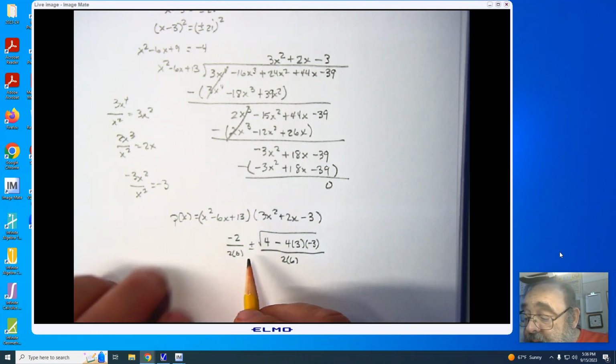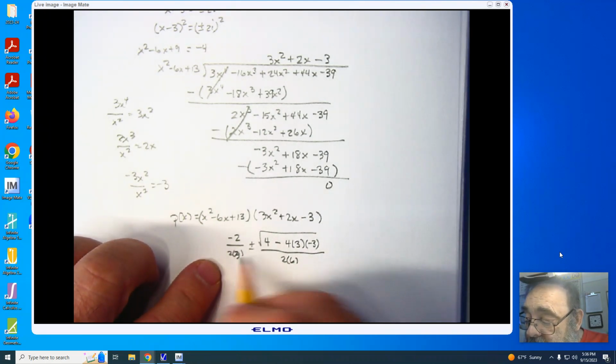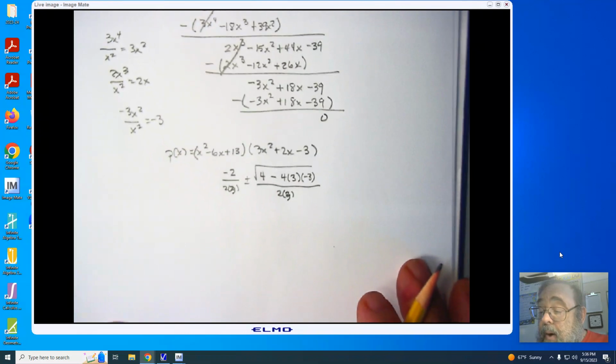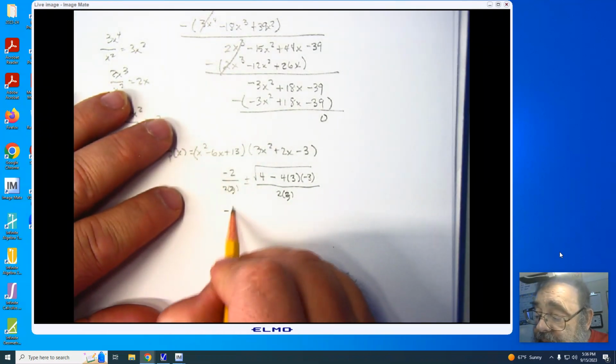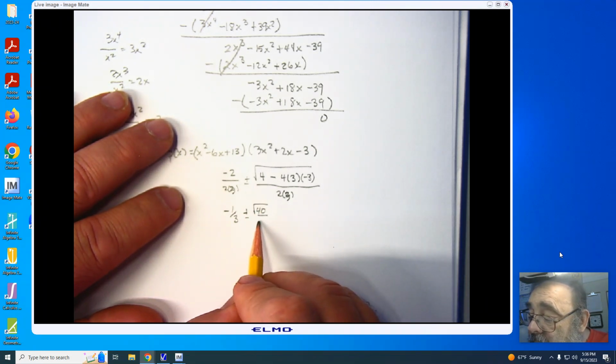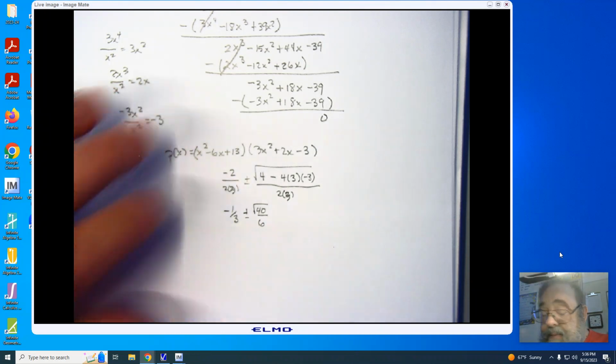Wait a minute, that should be 2 times 3. There we go. B squared. Alrighty, we're now going to simplify it. Negative 1/3 plus or minus the square root of 40 divided by what would appear to be 6.